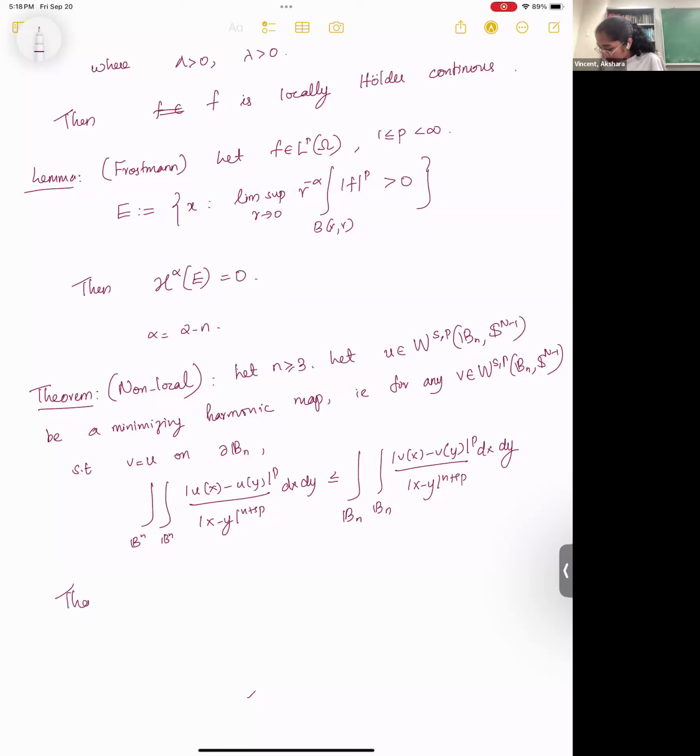Then u is locally Holder continuous outside a singular set sigma with the Hausdorff measure H^{n-sp} of sigma equal to 0. So this is the result. This is a generalization of our local result to the fractional Sobolev spaces.